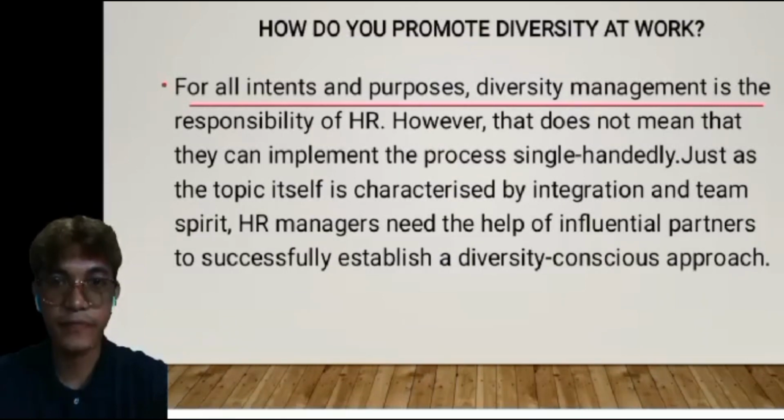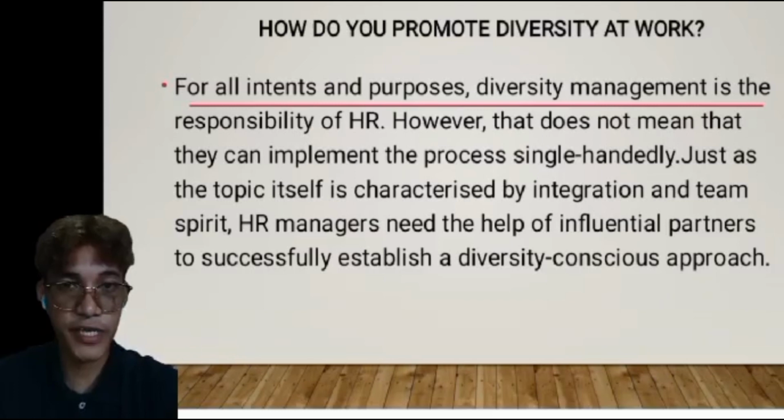So for all intents and purposes, diversity management is the responsibility of HR. However, that does not mean that they can implement the process single-handedly, just as the topic itself is characterized by integration and team spirit. HR managers need the help of influential partners to successfully establish a diversity-conscious approach. It involves fostering an inclusive culture, ensuring fair hiring practices, providing diversity training, and creating policies that support a variety of perspectives and backgrounds. Encouraging open communication and actively seeking diverse talent contribute to a more inclusive workplace.